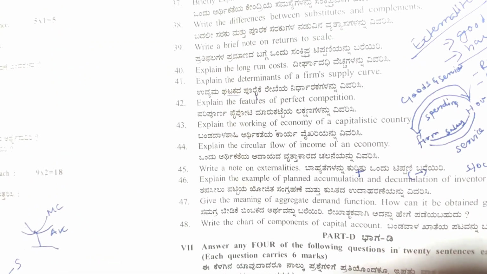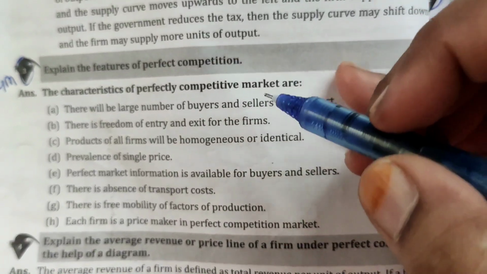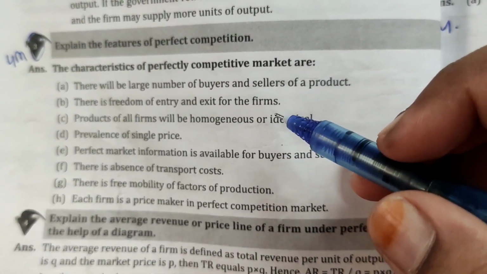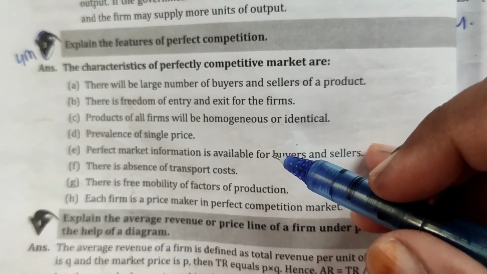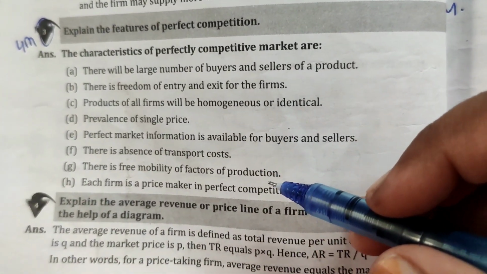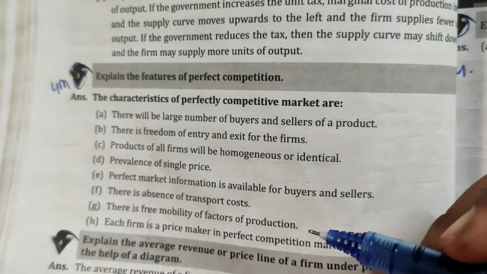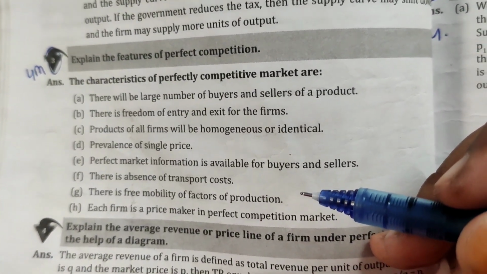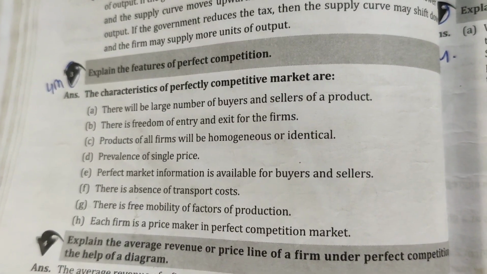Next we have the question on the features of perfect competition. The features of perfect competition are that there will be a large number of buyers and sellers, free entry and exit, and they will be selling a homogeneous product, and everyone will be a price taker. There will be very low transportation cost, and there will be free mobility of factors of production. They will also have perfect information, perfect knowledge about the product. So those are the features of perfect competition.